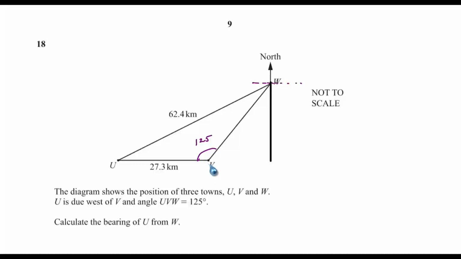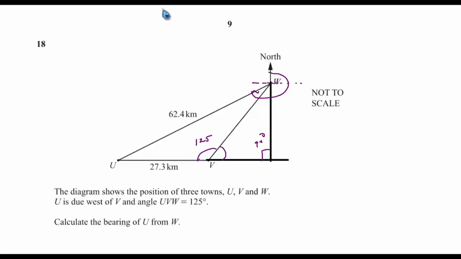Also, from V rather, we can also draw a straight line because this is passing through the west and the east. So the implication of this is that we have a right angle here that is 90 degrees, and you can easily find the angle here by subtracting 125 from 180 degrees. That will give you. Now the bearing of U from W will be the angle from this point up to this point. So that is what we need to find.